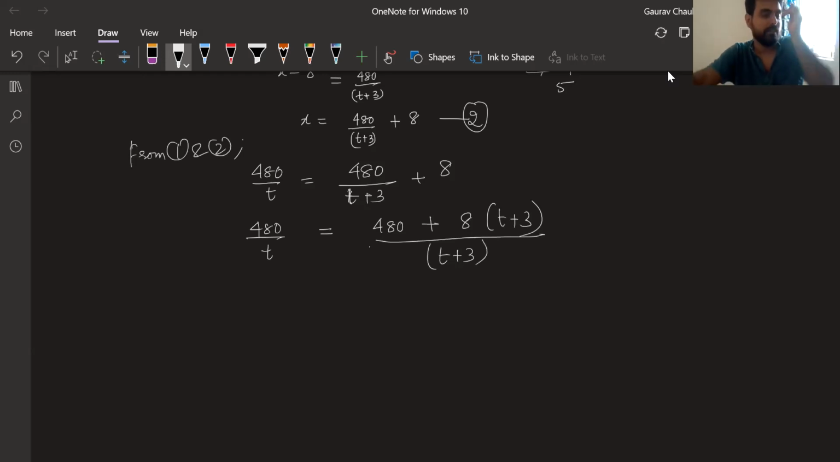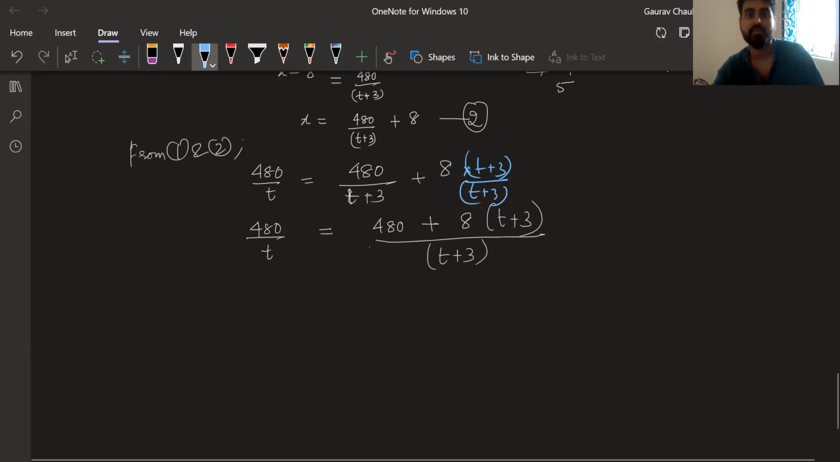Anyone has a doubt in this step? What I'm doing is I'm multiplying this into t plus 3 by t plus 3, and then I'm taking the LCM. Any doubts in this, guys? Are you good? Give me a thumbs up. People on WhatsApp, are you good?